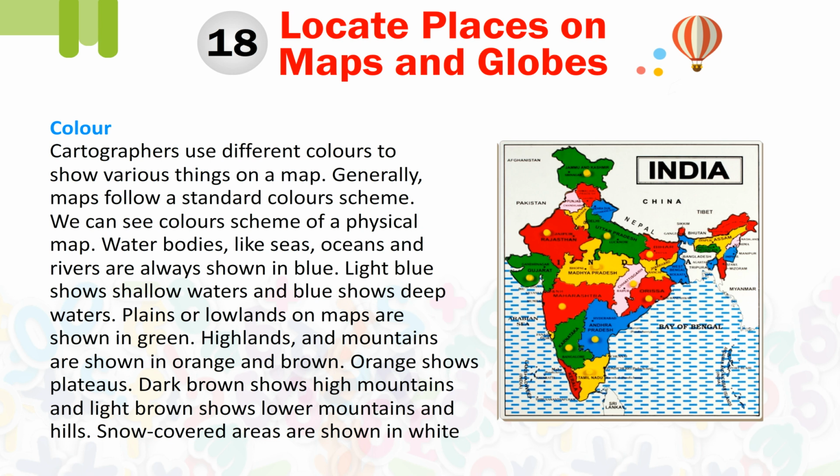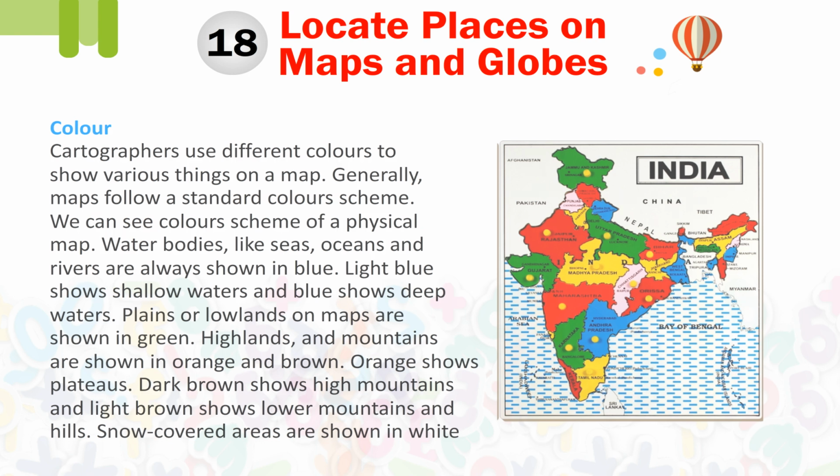Plains or lowlands on maps are shown in green. Highlands and mountains are shown in orange and brown. Orange shows plateaus, dark brown shows high mountains and light brown shows lower mountains and hills. Snow-covered areas are shown in white.